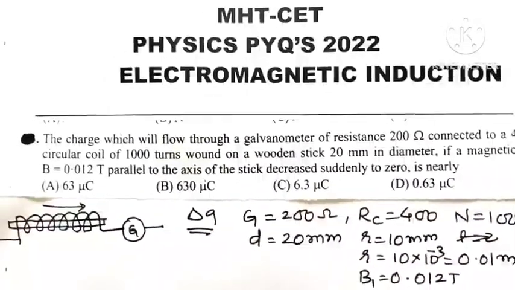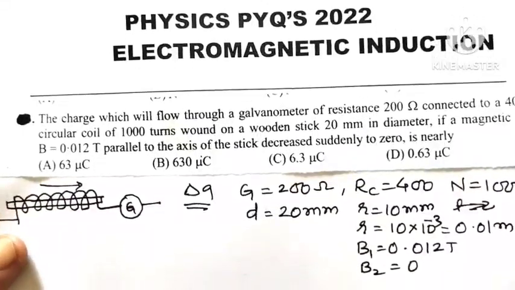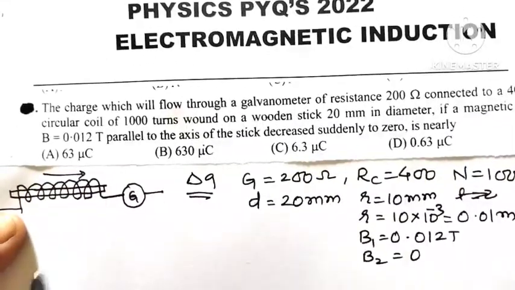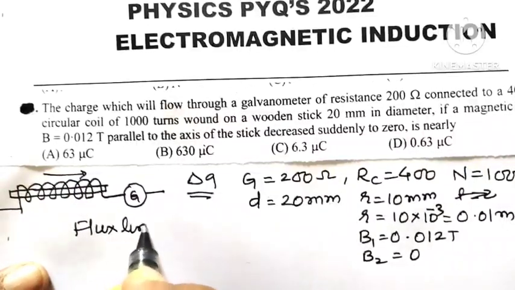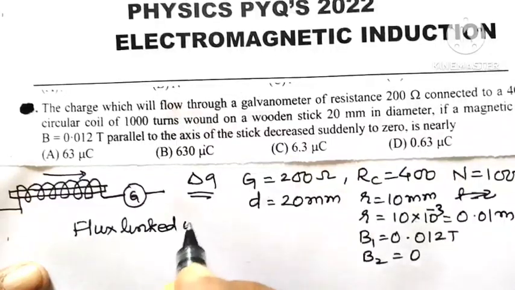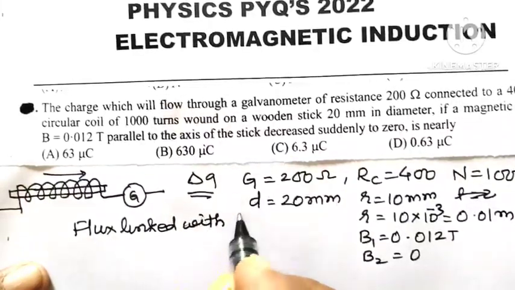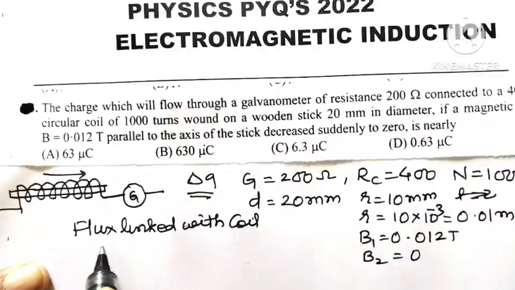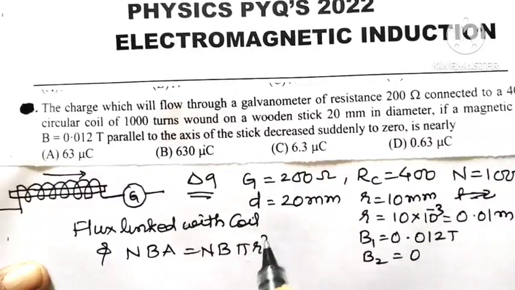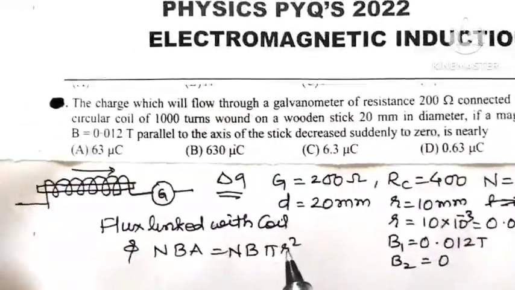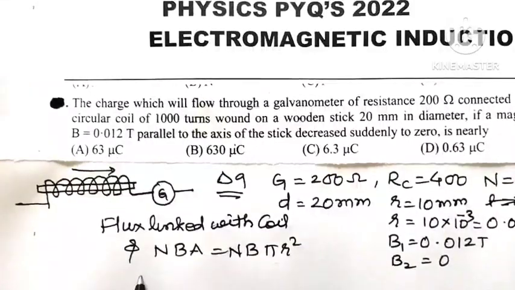So, to find out the amount of charge in a coil, we know the magnetic flux linked with a coil. What is the formula for flux linked with a coil? Flux phi is equal to number of turns into magnetic field B into area of cross section. That is equal to number of turns into magnetic field into area of cross section, which is pi r square.